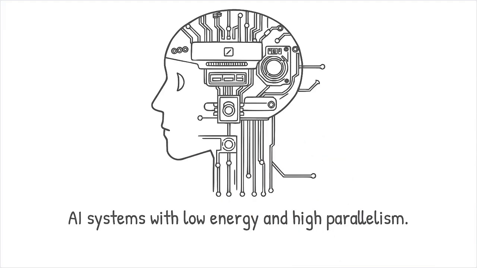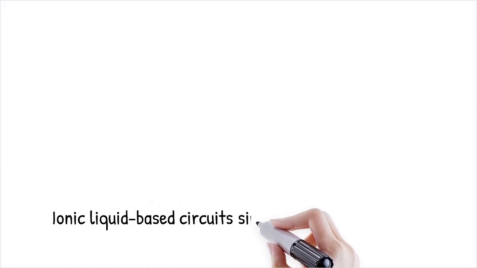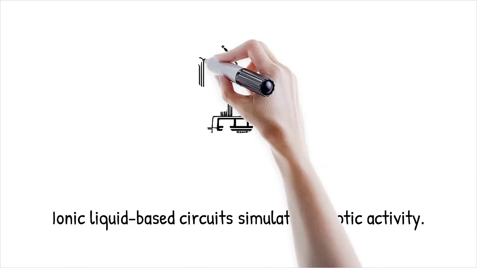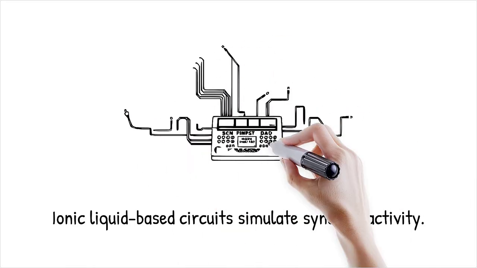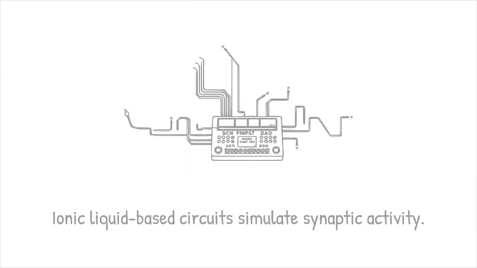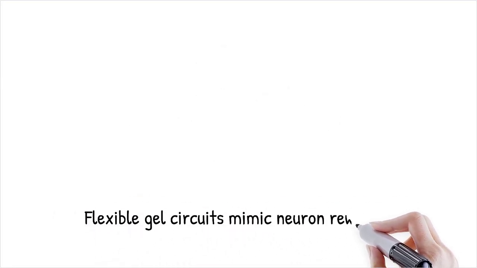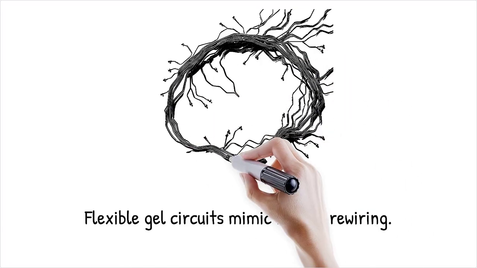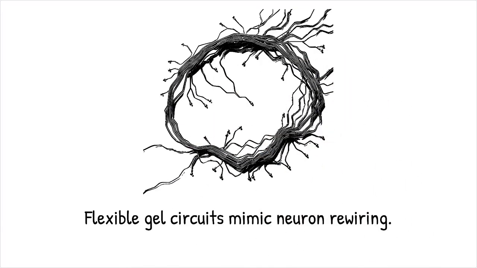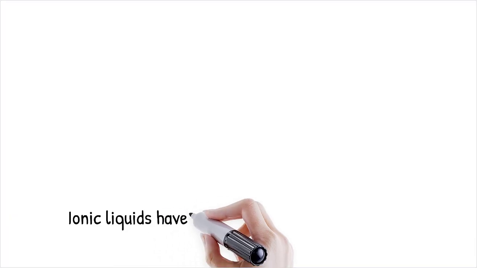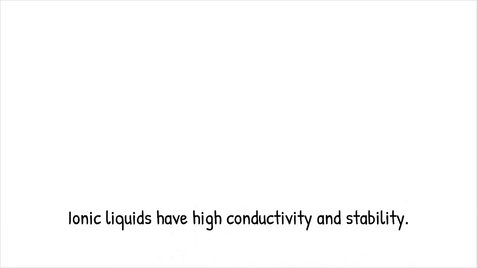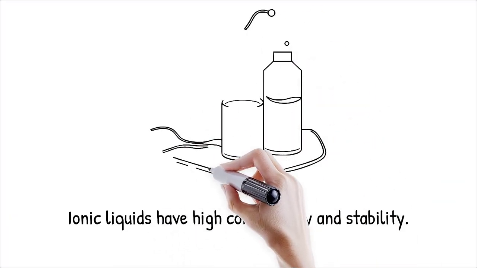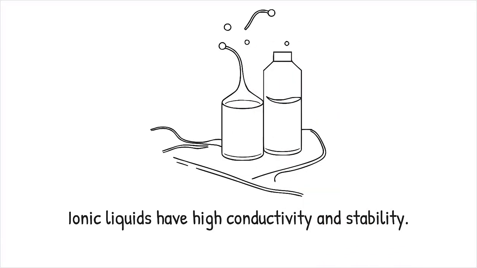A research prototype might use an ionic liquid-based circuit to simulate synaptic activity, achieving rapid, brain-like signal processing. It's like replacing rigid circuit boards with a flexible flowing gel that can rearrange itself to form new connections. Similar to how neurons rewire in the brain, ionic liquids exhibit high ionic conductivity, low volatility, and excellent thermal stability, making them ideal for electronic applications.